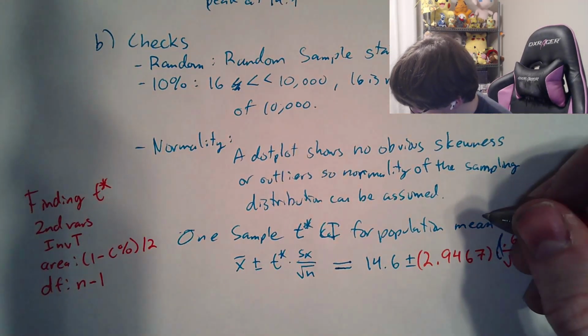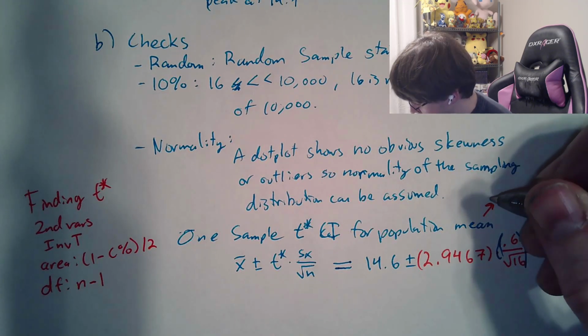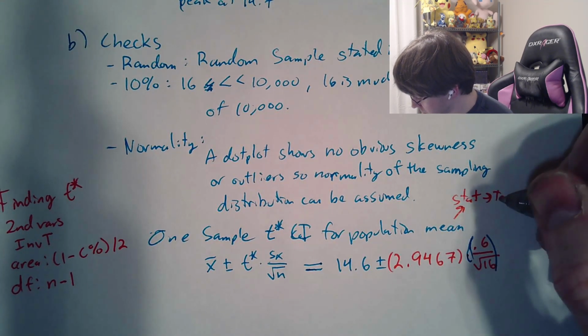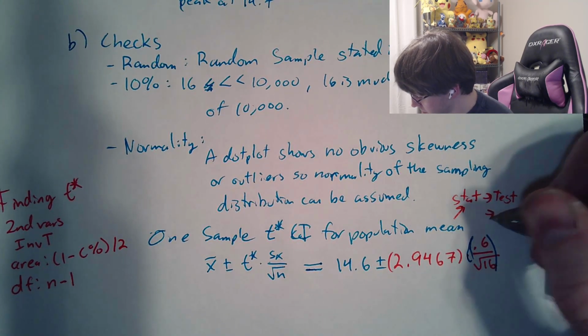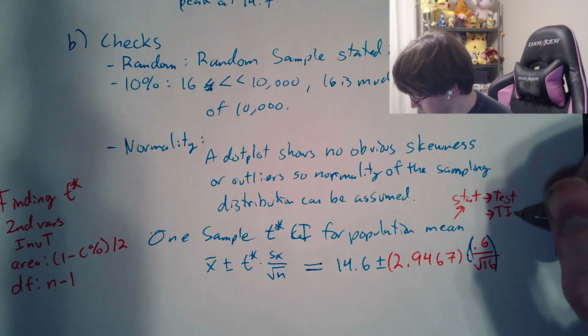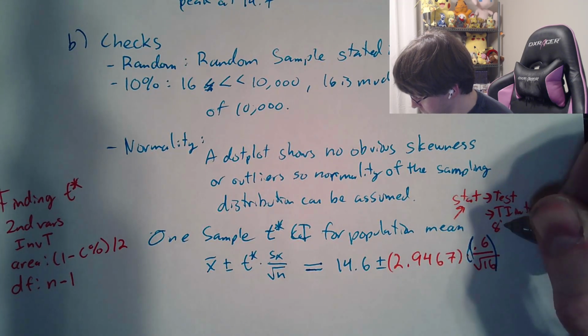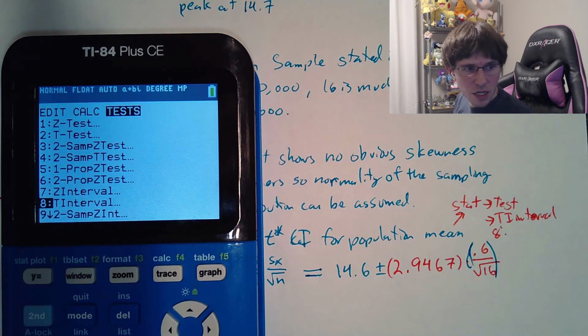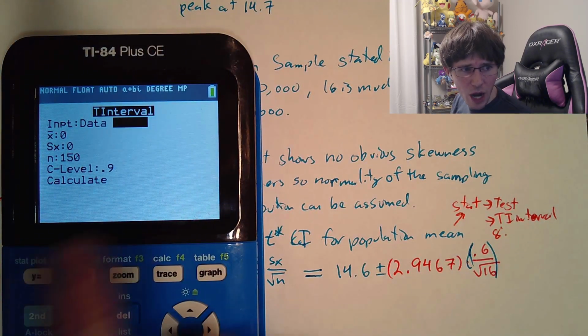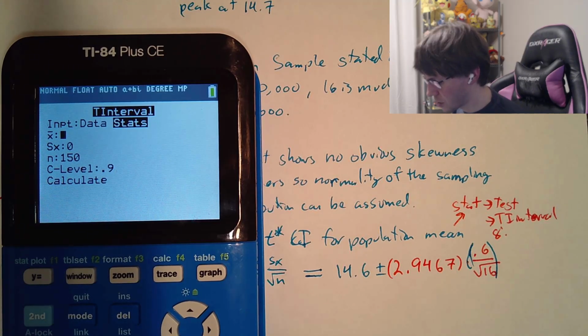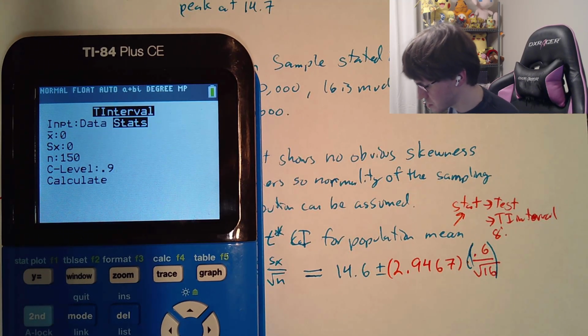Stat, tests, t interval, and that's number 8. Okay, anyways, stat, t interval, number 8. And you have 2 options here, data or statistics. This is the statistics one. We don't have a list of data that we're drawing from. You could do that on the actual test. We're not going to do that tomorrow.